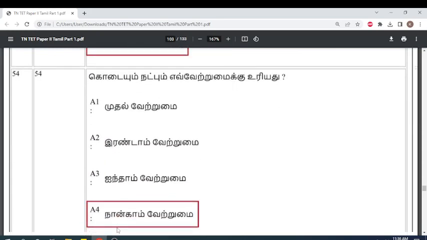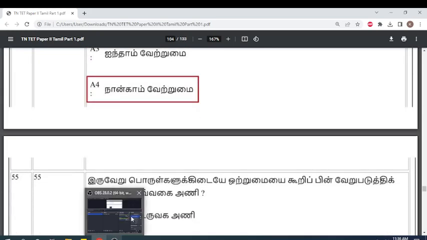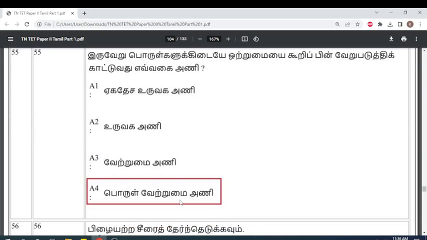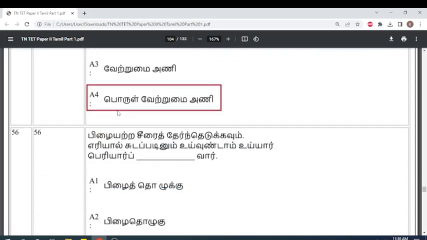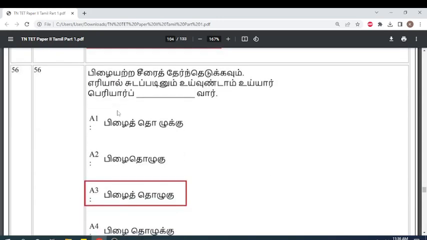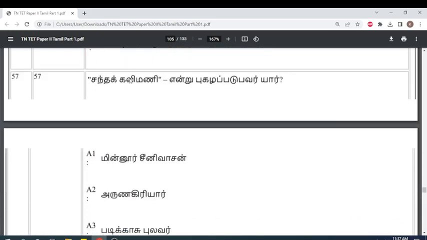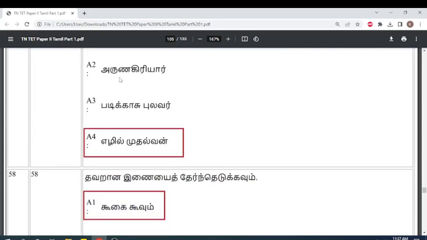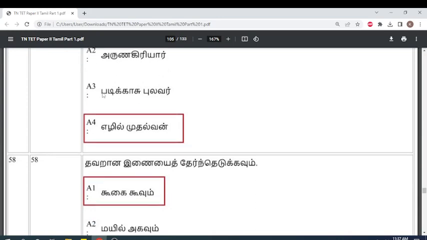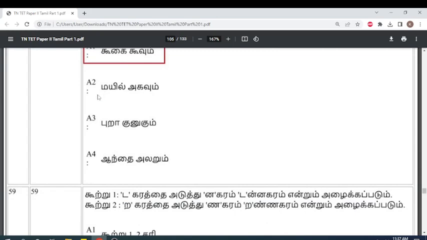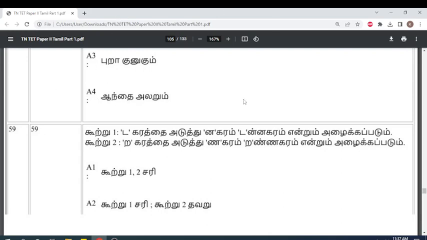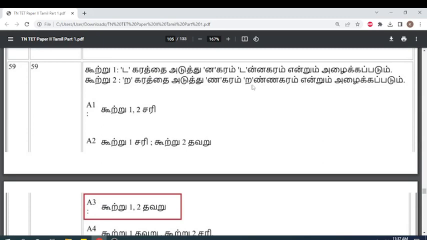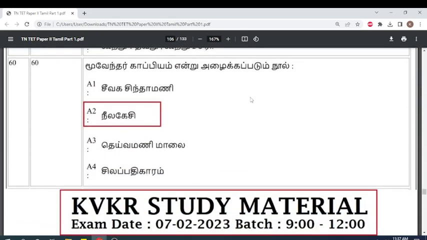54 question or answer A4. 55 question or answer A4. 56 question or answer A3. 57 question or answer A4. 58 question or answer A1. 59 question or answer A3. 60 question or answer A2.